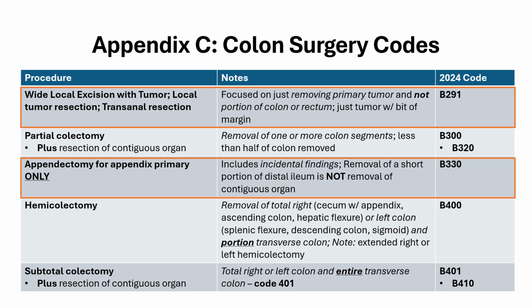Now, for appendix primaries only, if we have an appendectomy performed, we now have a code for this, and that is B330. This includes incidental findings. So if some other surgery is being performed or the appendectomy is performed for reasons not associated with cancer, we still code that as B330.